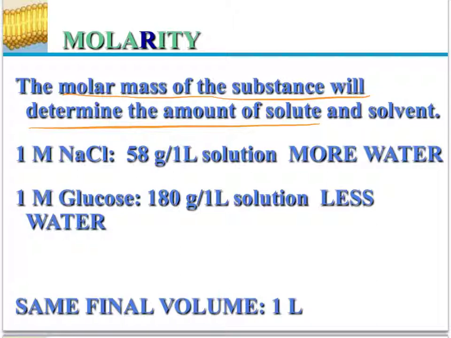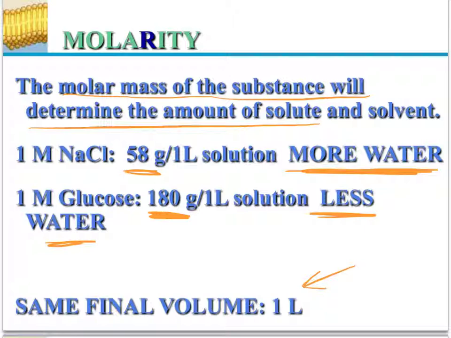When we made the 1 molar NaCl solution, you had to add more water because you had less solute. Then when you had glucose, you had more solute, so you had to add less water. But the final volume of each of the solutions when you made the 1 molar solution of each one was 1 liter of solution. So that's the same.